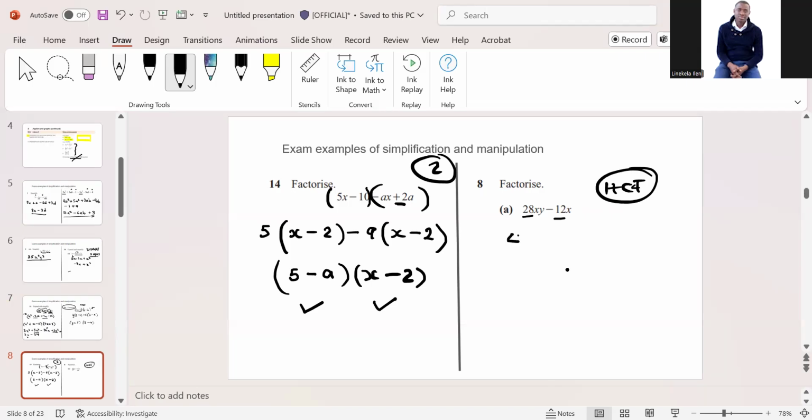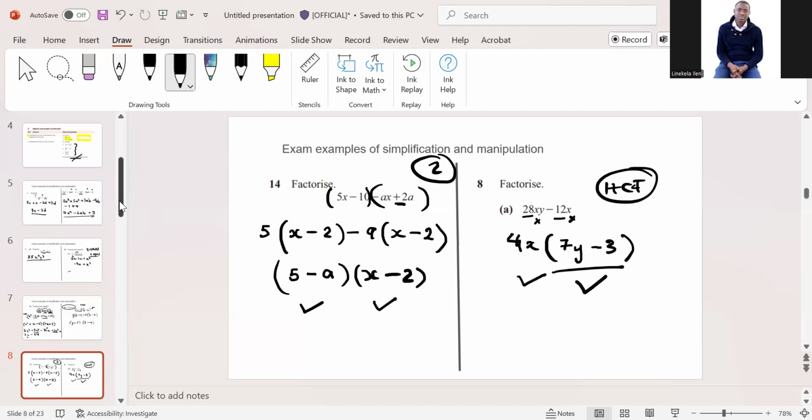So with that said, 4 will be the highest common factor. However, you can also see that they have variables in common here, so it will also be 4x. And then 4 goes into 28 seven times, so that means 7y. And 4 goes into negative 12 three times, so that will be minus 3. And as you can see here, my brackets, I can't simplify any further, which means I have factorized fully. And then again as well, 2 marks.